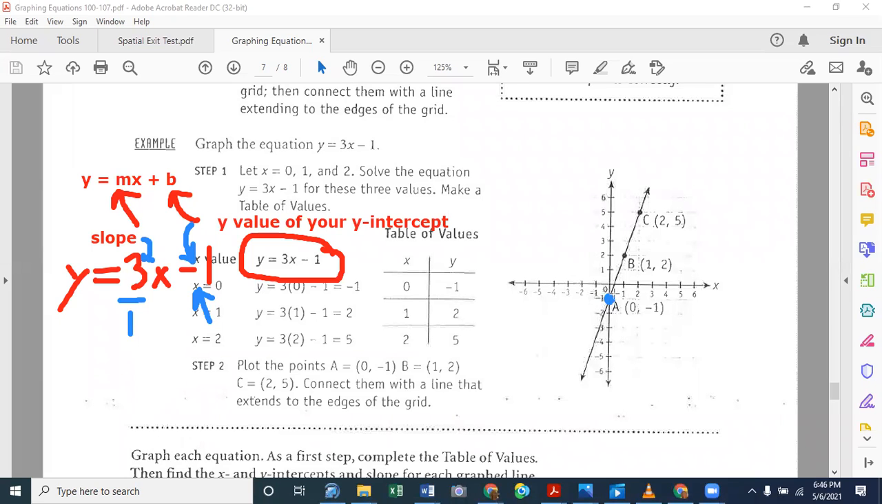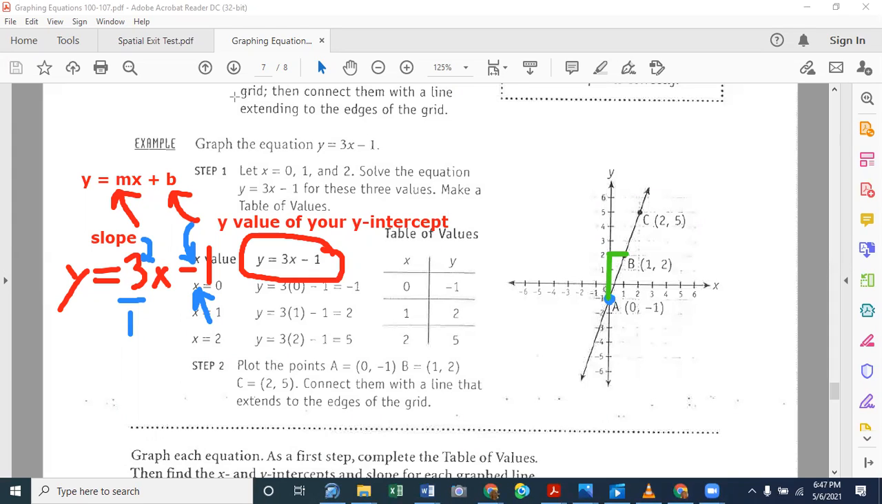If I'm at the y-intercept, I'm going to rise 3, 1, 2, 3, and I'm going up because that value is positive. And then I'm going to run 1 to the right. That's why I put the 3 over a 1. And I'm going to go 1 to the right here. So I rose 3 and I ran 1. And because I went up, that's positive, and because I went to the right, that's positive.